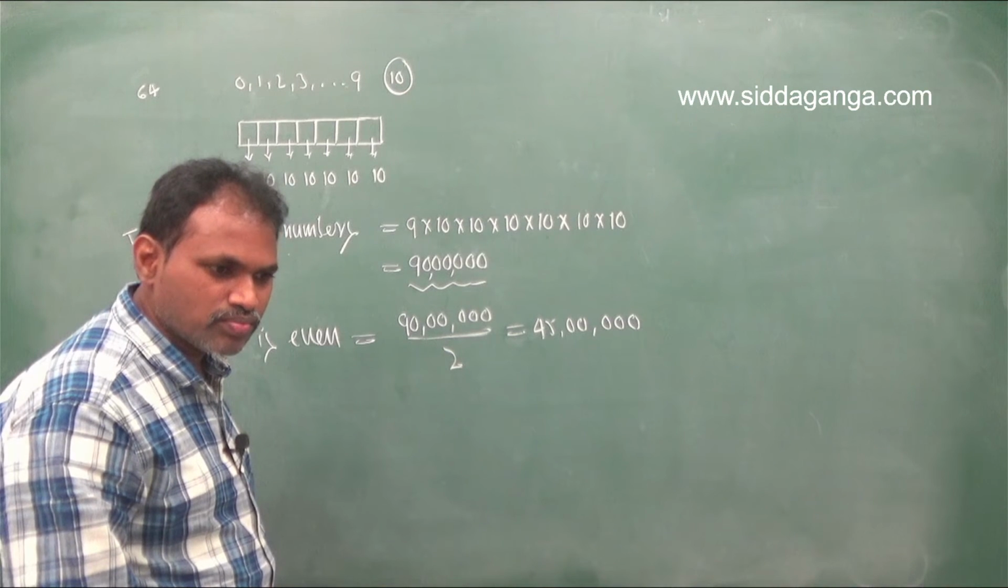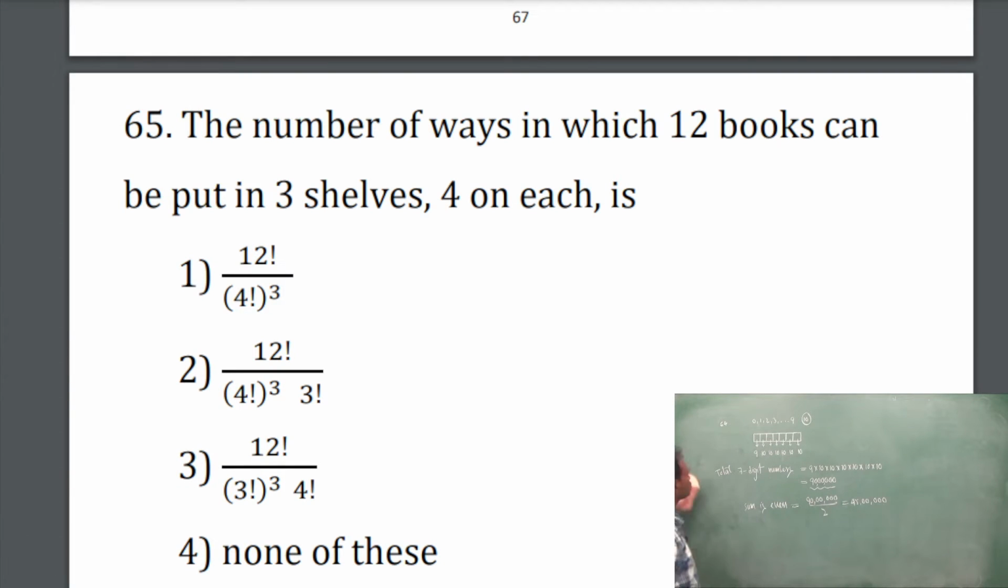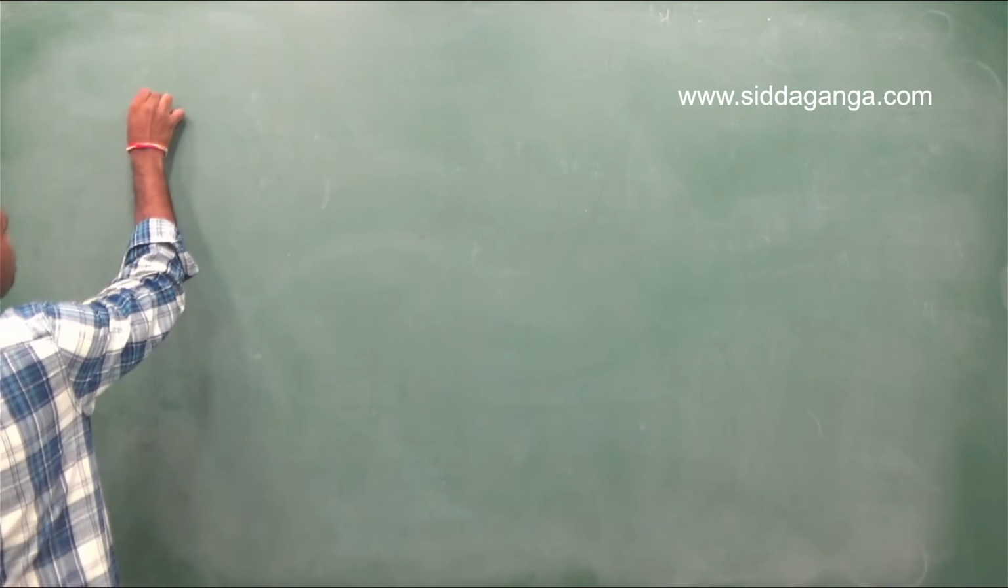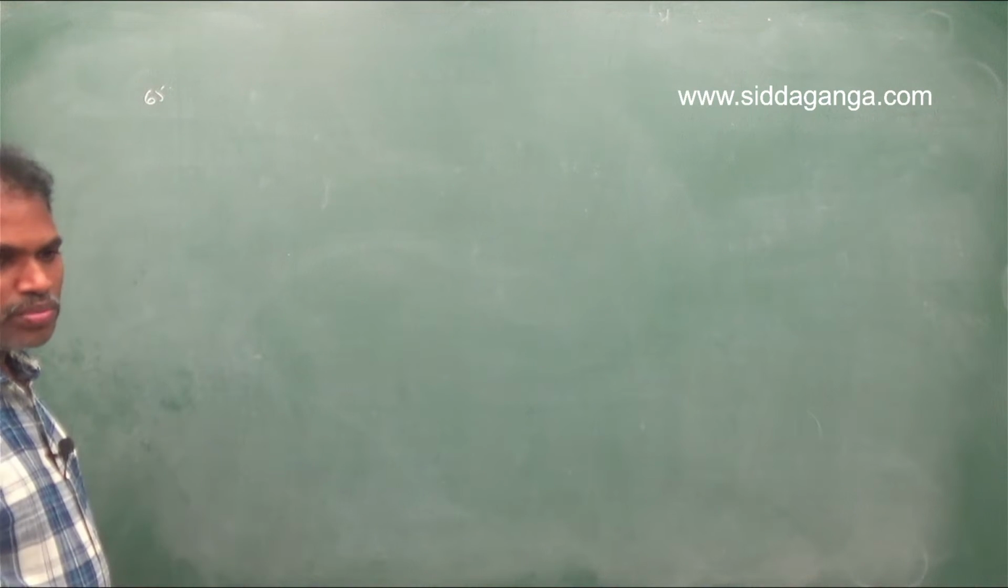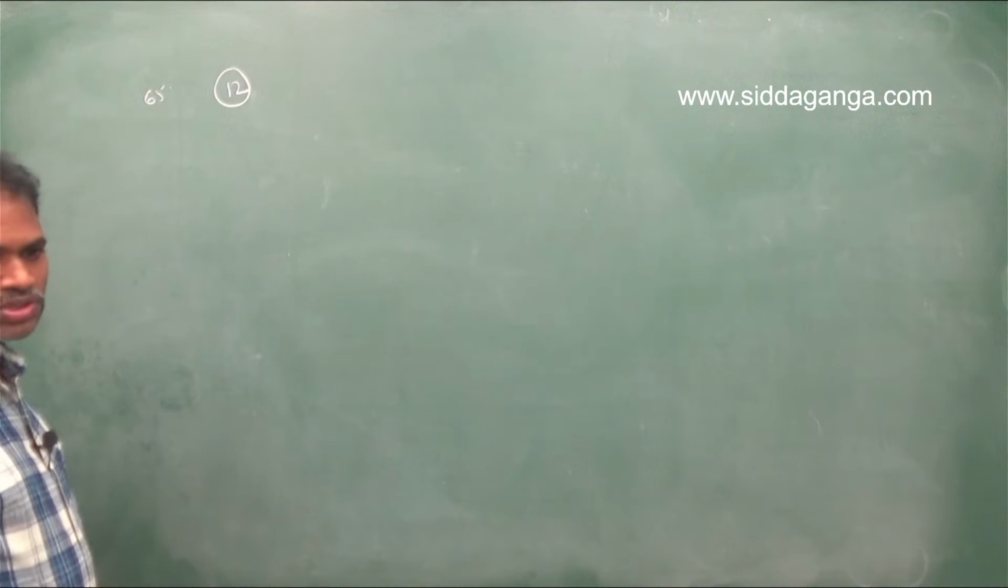Next question. The number of ways in which 12 books can be put in 3 shelves, 4 on each, is. Here, the total number of books is 12.